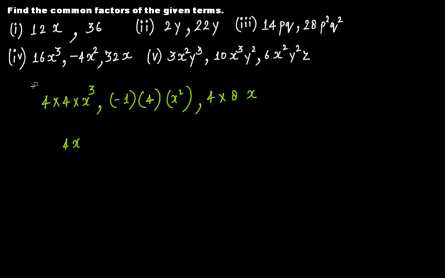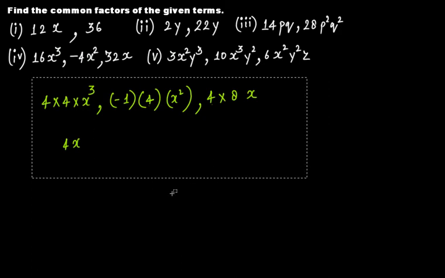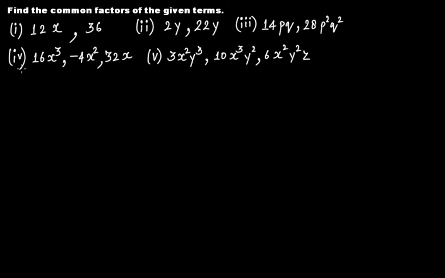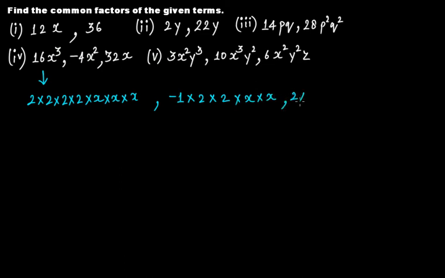But if you are not able to quickly calculate it, then the best way is to break down into irreducible factor form. So 16x cubed means 2 times 2 is 4 times 2 is 8 times 2 is 16, then x multiplied by x multiplied by x. Then minus 4x squared is minus 1 multiplied by 2 multiplied by 2, then multiplied by x multiplied by x. And then you have 2 multiplied by 2 is 4 times 2 is 8 times 2 is 16 times 2 is 32 multiplied by x.